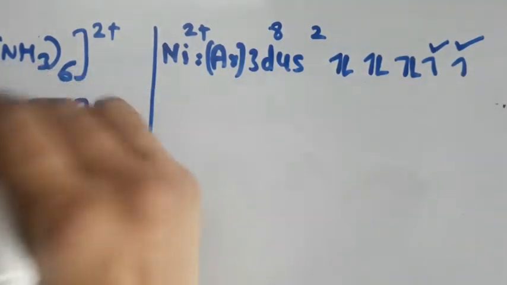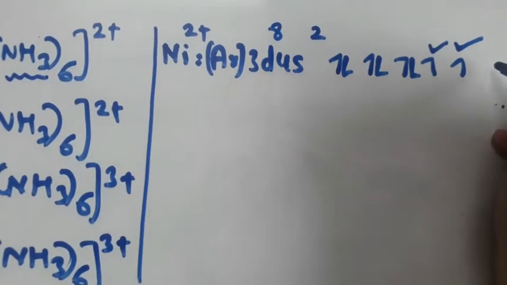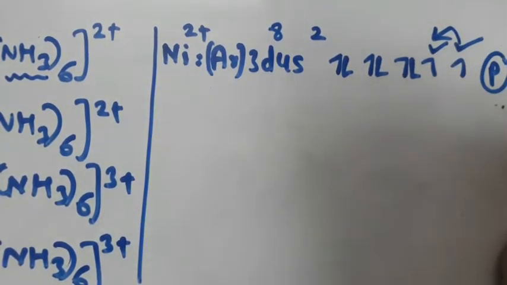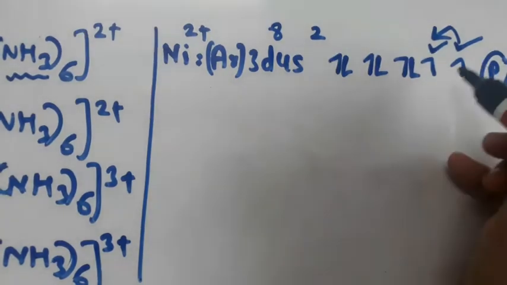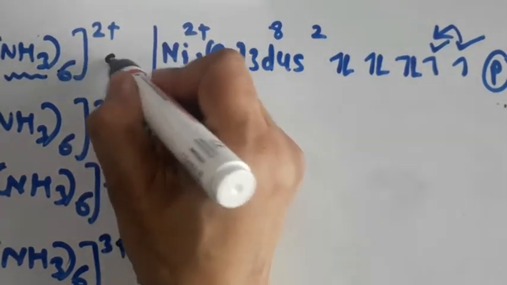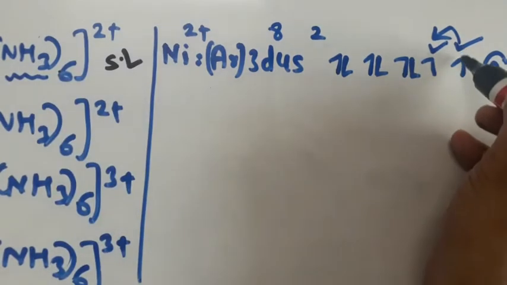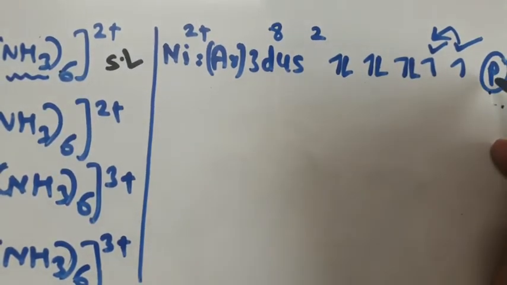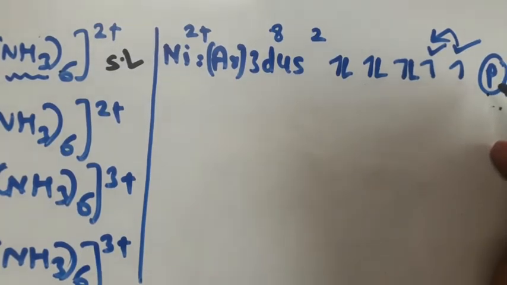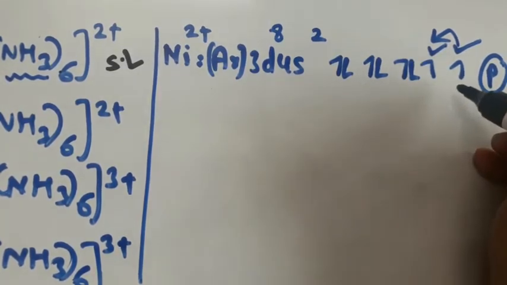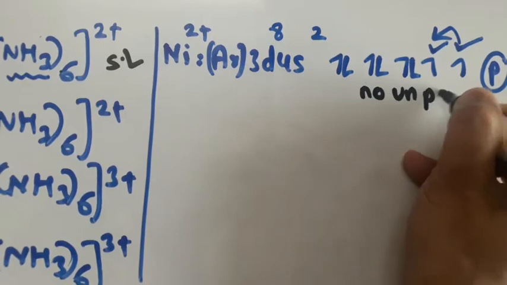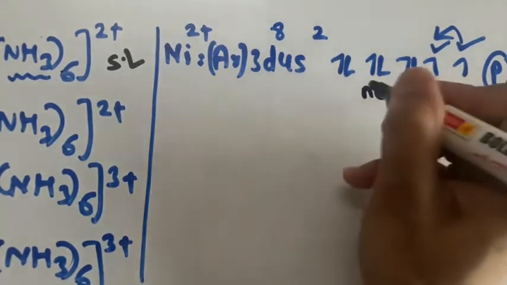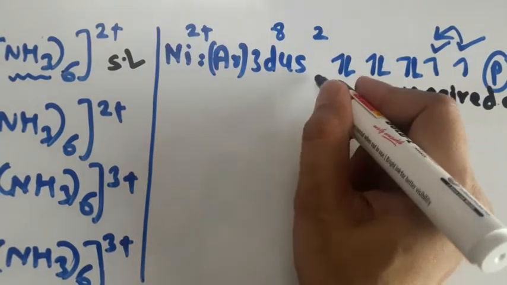But ammonia is a strong ligand, so it will lead to pairing of electrons. So here the shifting will happen, and pairing of electrons will take place. For the time being we are concluding that because ammonia is a strong ligand, it will shift the electron over here. So there will be pairing. I have written P, meaning pairing taking place, and hence there will be no unpaired electron. And hence this option we rule out.